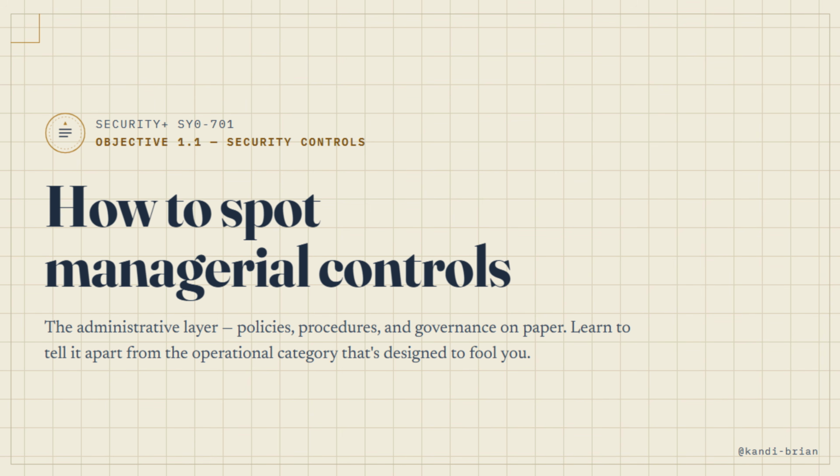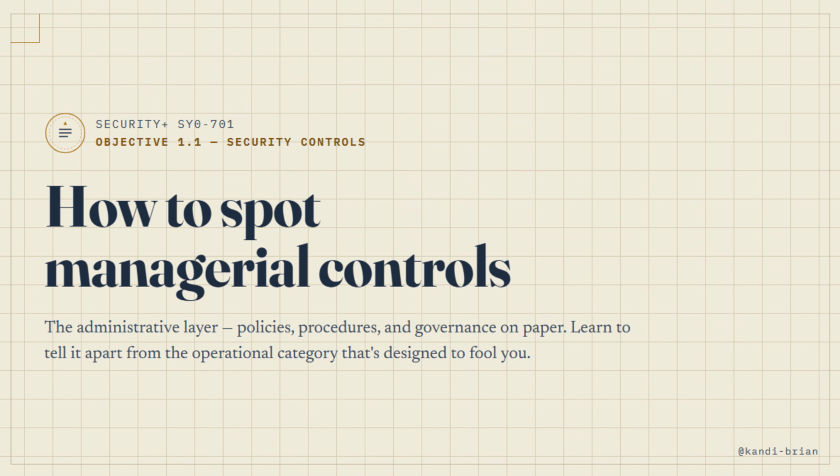By the end of this video, you will be able to look at a scenario and not only recognize a managerial control on sight, but also separate it cleanly from the operational category that CompTIA uses to bait you. To anchor us in the objective, we are still inside Objective 1.1. Compare and contrast various types of security controls.